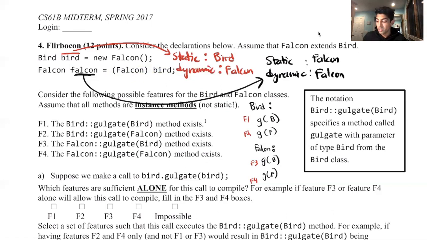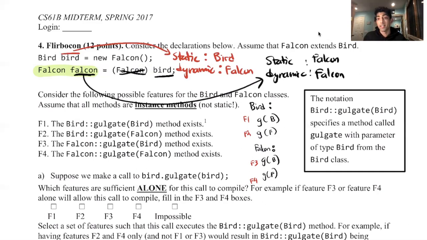Okay. We actually do need this cast. The reason we need this cast is that what we're trying to do is set an object of static type Falcon equal to this bird object. If this cast were not there, we would try to set an object of static type Falcon equal to an object of static type Bird. That doesn't work because a bird isn't necessarily a falcon. That would throw a compilation error.